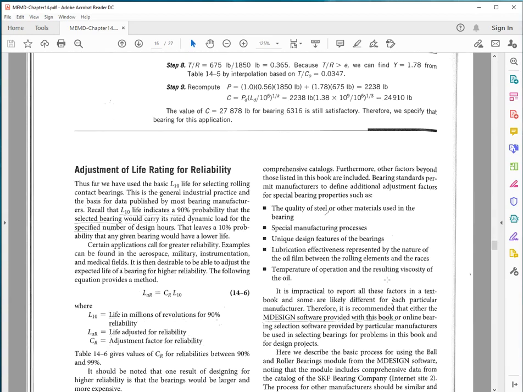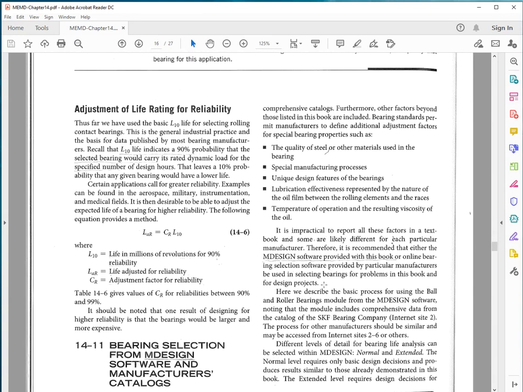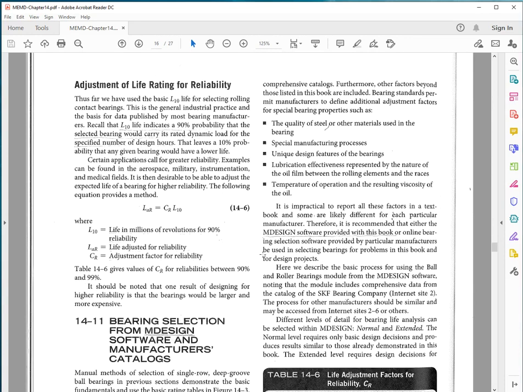Okay, we'll do some problems for this chapter. You'll see. Okay, the life L10 corresponds to a reliability of 90%. So the way it goes, a number of bearings are tested to establish the dynamic load rating, and the life is declared if the experiment stopped when 10% of the bearings have failed.